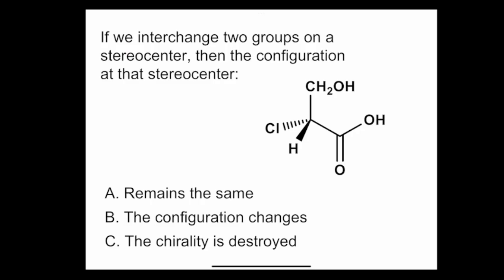So, by definition, if I change at my asymmetric center, if I change those 2 groups, let's say chlorine and hydrogen, I'm going to swap them. Or the carboxylic acid and the alcohol, if I swap those 2 groups, what happens to the stereocenter? Does R turn to S? Does it remain the same? Or do we destroy chirality?